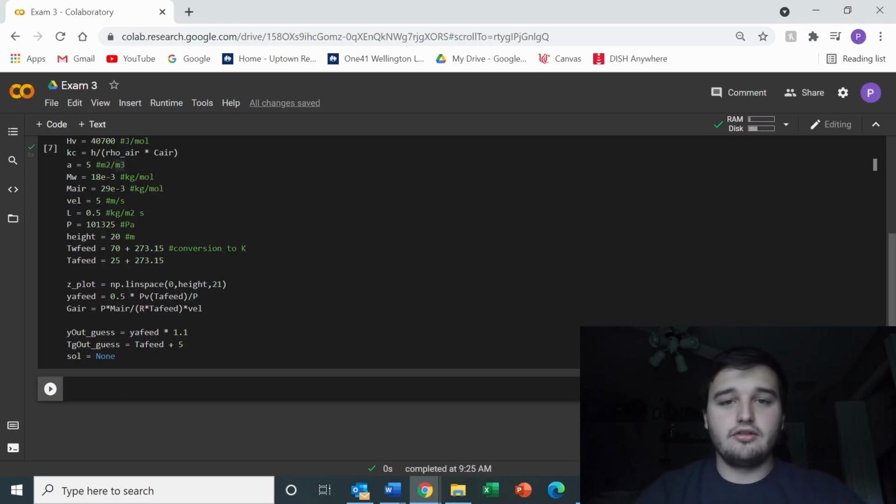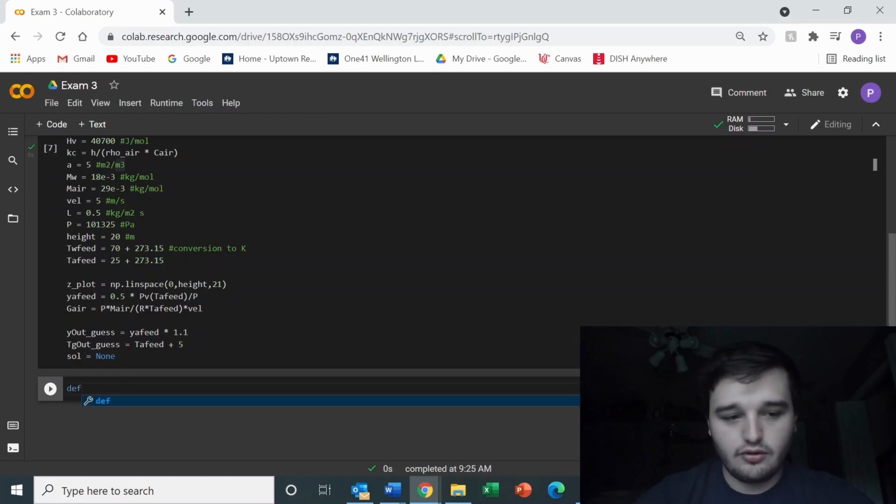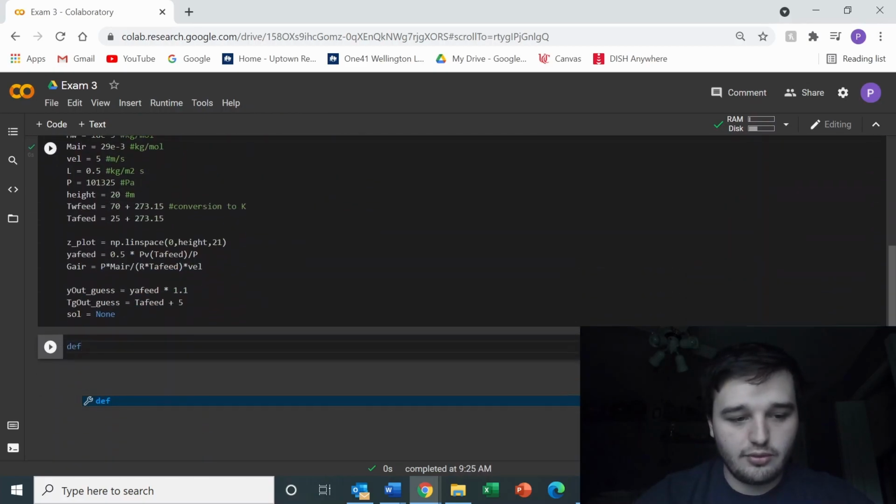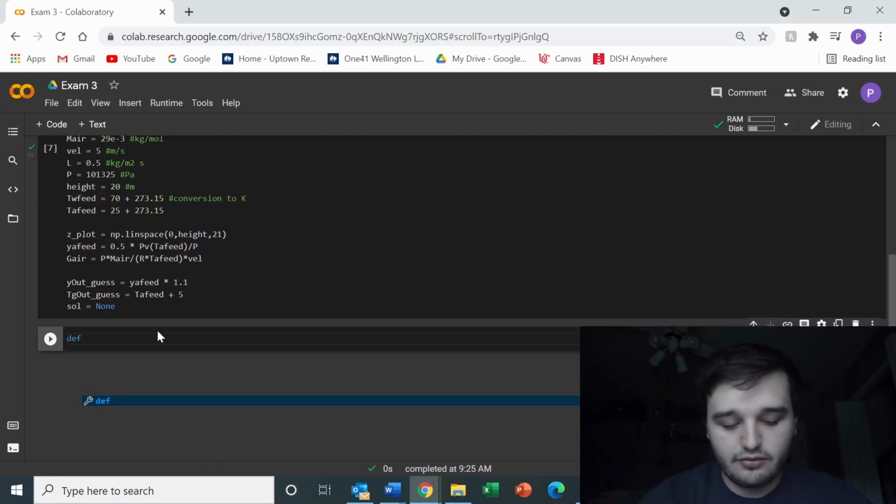Now we're going to start defining the functions that we're going to use to solve our differential equations, as well as inputting the differential equations themselves. Eventually we want to use solve IVP and root, so we're going to need functions for those uses of root and solve IVP. They require functions, so we're going to start by defining a function.